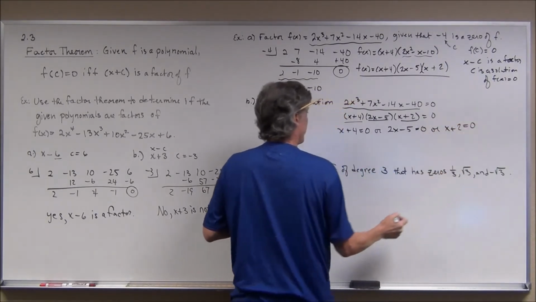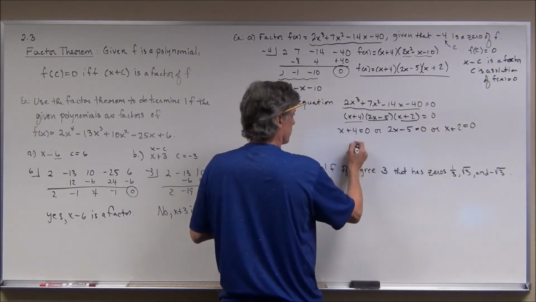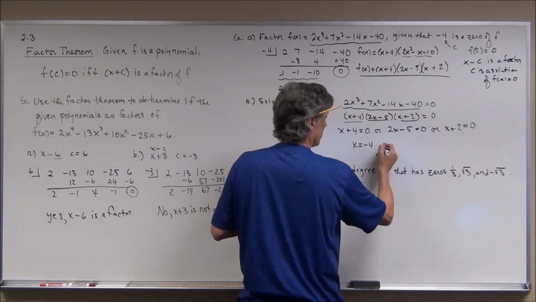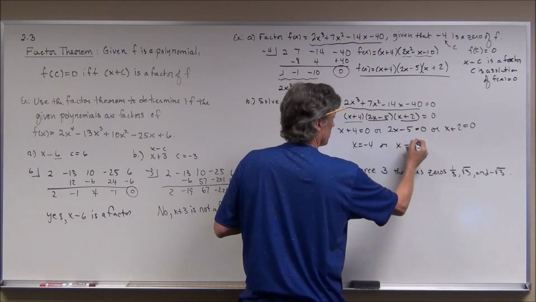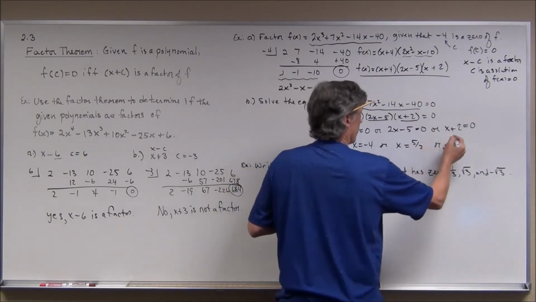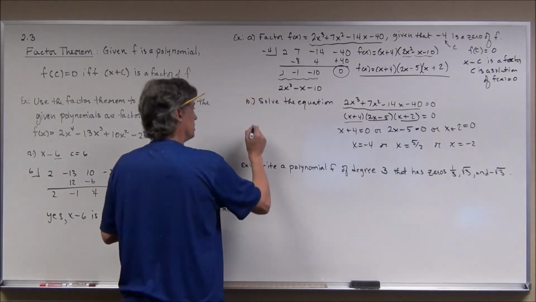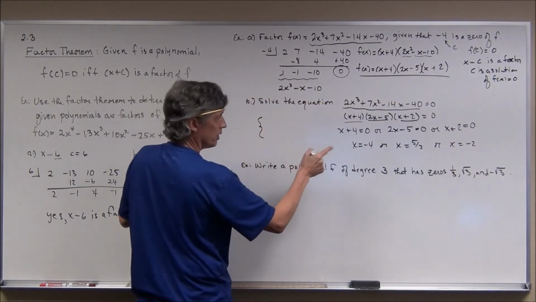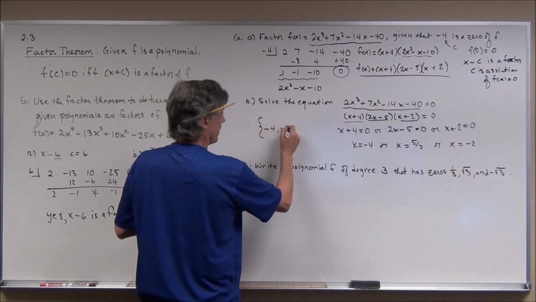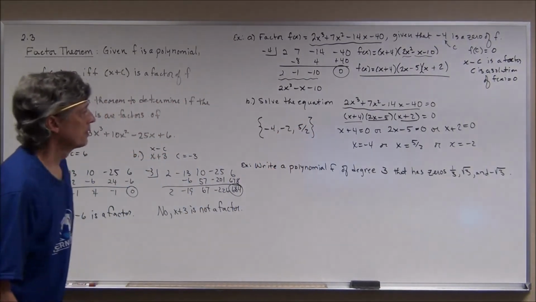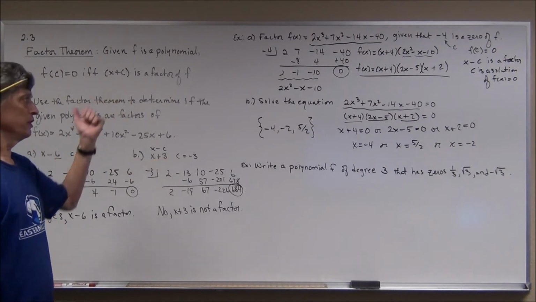So I set each one of the factors equal to 0, and I solve. I would subtract 4. There's one solution. I would add 5 and divide by 2. So there's another solution. That would be 5 halves. I would subtract 2 from both sides, and I get x equals negative 2. So my solution set would include negative 4, negative 2, and 5 halves, putting them in order from least to greatest.